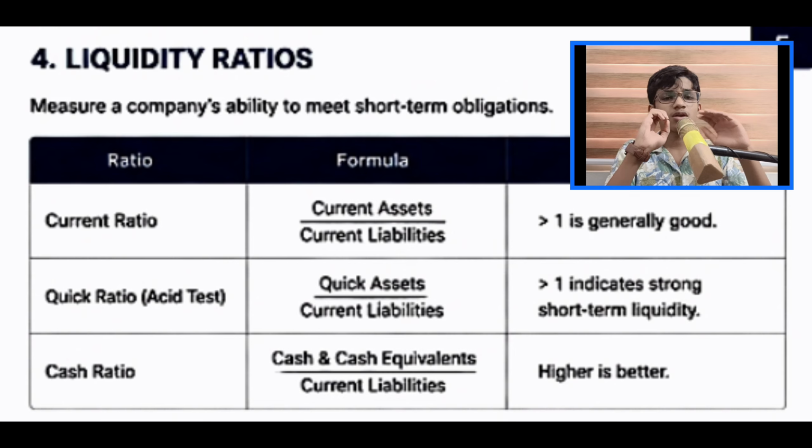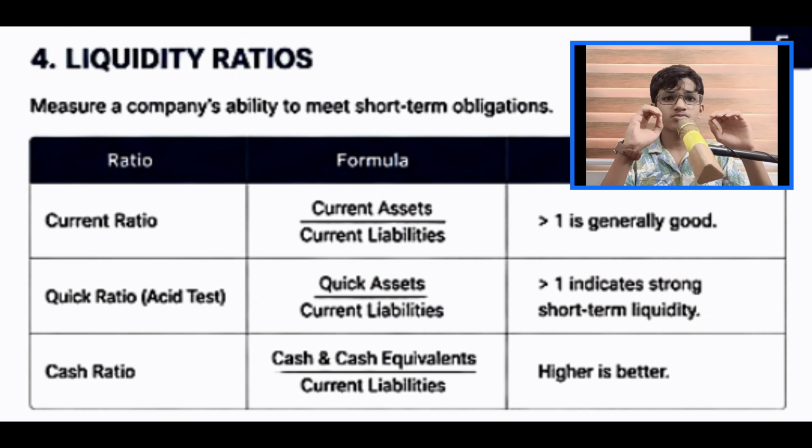As a general guide, a result greater than 1 is considered the absolute bare minimum, while a ratio around 1.5 is healthier, relying on short-term assets like inventory and receivables to cover near-term bills. The quick ratio, or acid test, relies only on highly liquid assets.